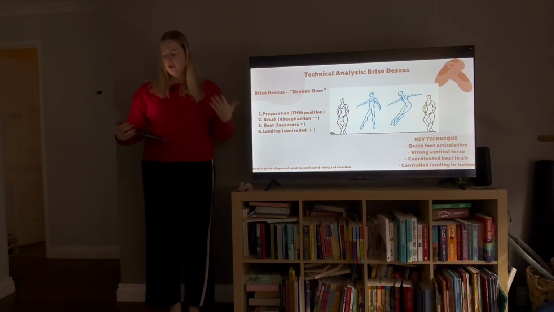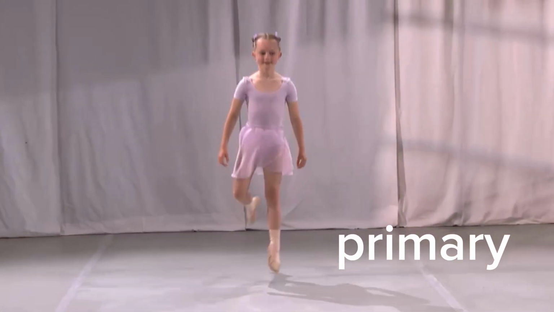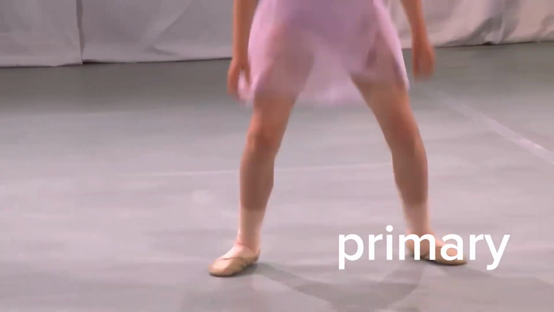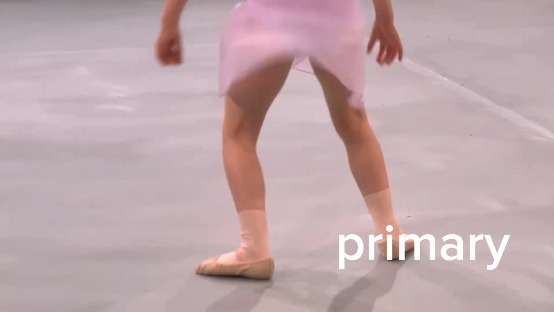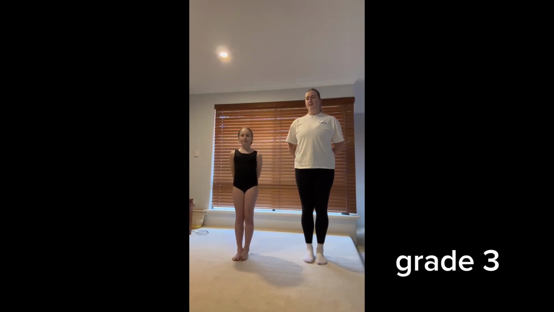A brise dessous is used in petit allegro, requires elevation and timing. About the brise position. As a grade 3 student, the students do not need to learn how to do their full brises until the intermediate foundation grades. As a grade 3 student, they're starting to develop quick footwork, articulation of the feet, speed, accuracy, and plie, and also developing the spotting of their heads.